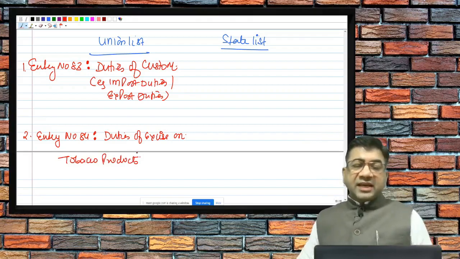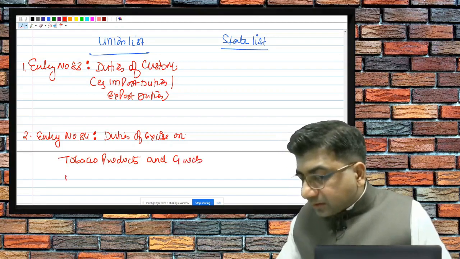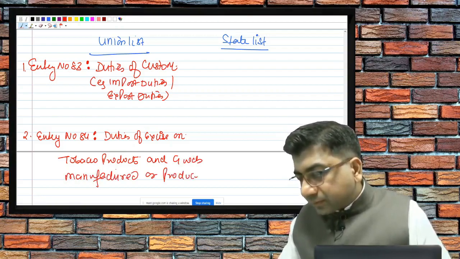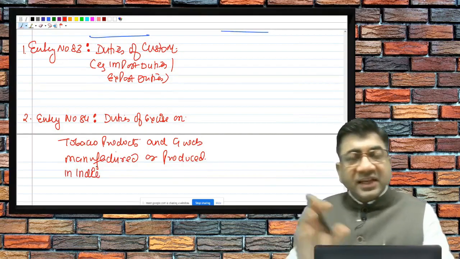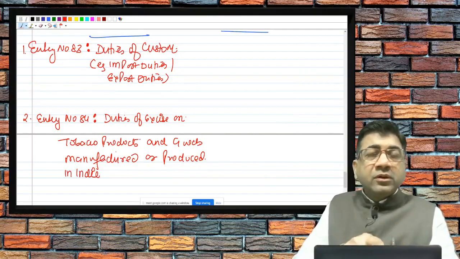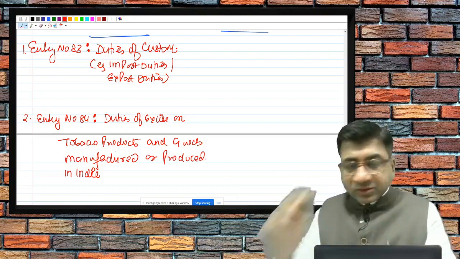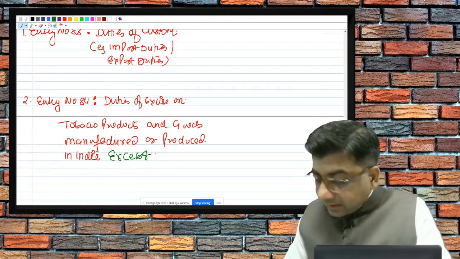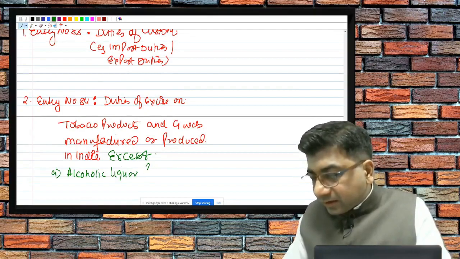Yes, my dear friend, duties of excise on tobacco products and goods manufactured or produced in India. This is the thing which was there before GST. Today I'm going to tell you after GST how these entries have been modified or deleted. So, except alcoholic liquor for human consumption. Do you know this?